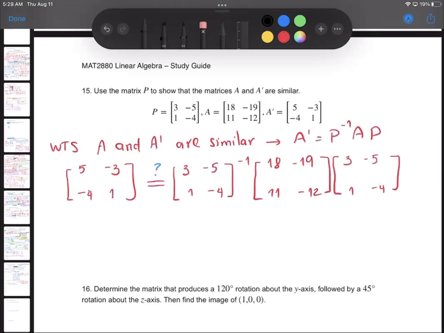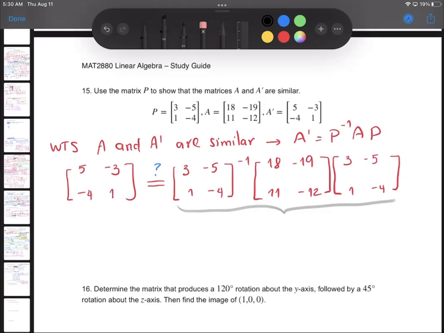Plug this in your calculator. Then it turned out to be equal to 5, negative 3, negative 4, 1. I did it beforehand. So it is, right? We're done.